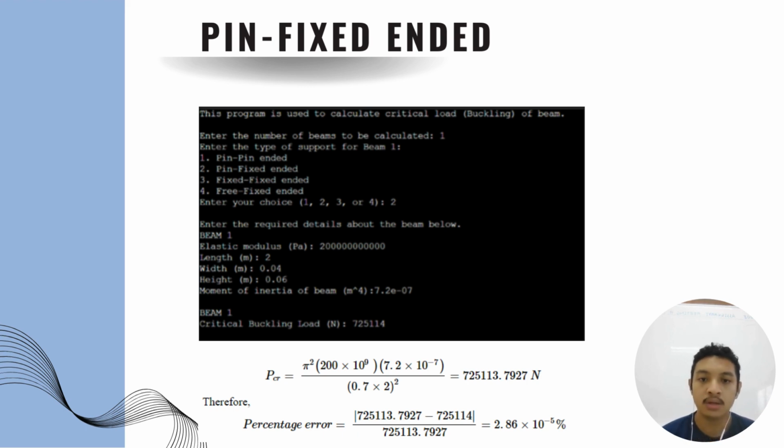Then we compare the program result with the theoretical formula. It is 725,113.7927 Newton, and we compare it. We use percentage error to compare, and we found that the percentage error is 2.86 times 10 power of negative 5%.